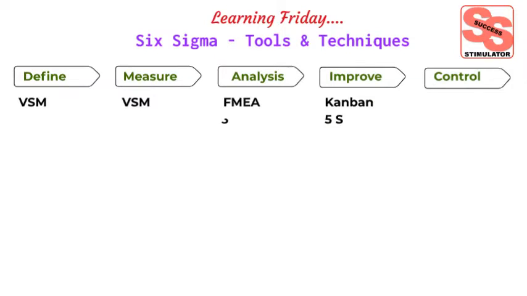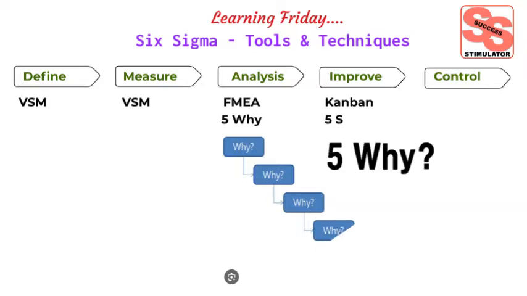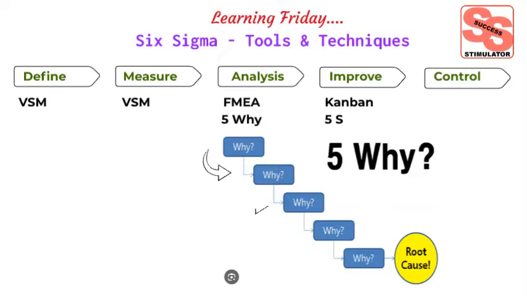The next one is the 5Y system. The 5Y system is a simple yet powerful technique that tackles the root causes of problems or issues within a process or system. It involves repeatedly asking why, to uncover the underlying factors contributing to a particular problem. The answer to the first why question is then used as the basis for the second why, and so on until the team reaches a point where the true root cause is identified.